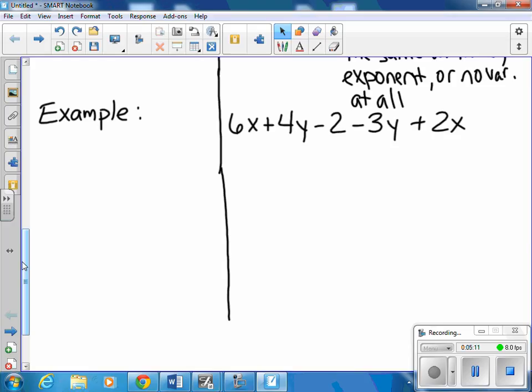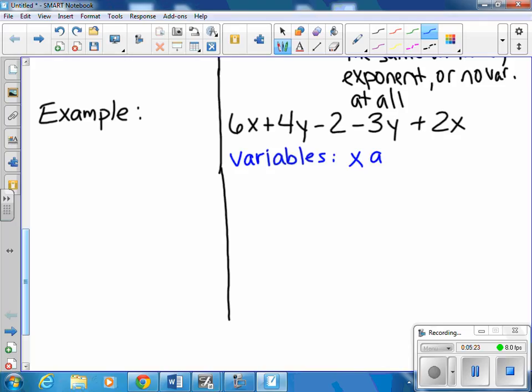The first word that we want to pick out is the variables. And in this problem, there's actually two of them, right? Variables are your letters that stand for a number. So the two letters that we have are the letters X and Y. Okay, so that part's done. Nobody should be messing up on the variable part.